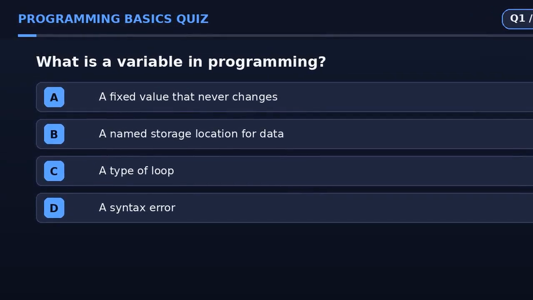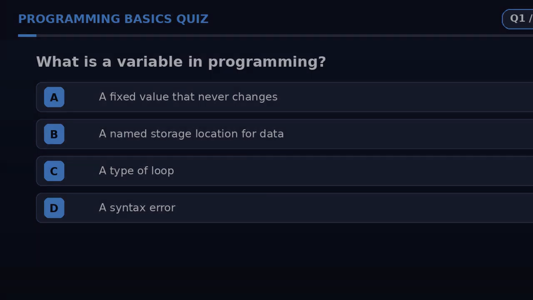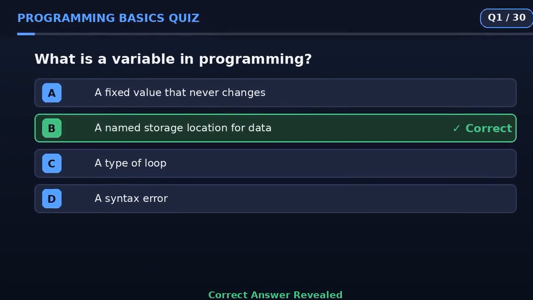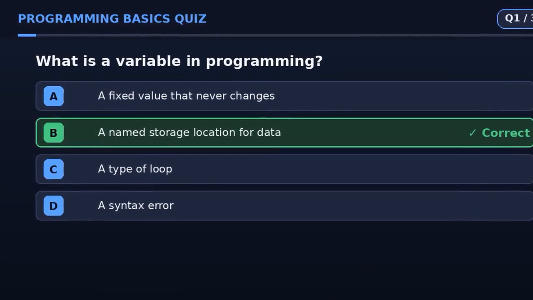Option A. A fixed value that never changes. Option B. A named storage location for data. Option C. A type of loop. Option D. A syntax error. The correct answer is option B. A named storage location for data.